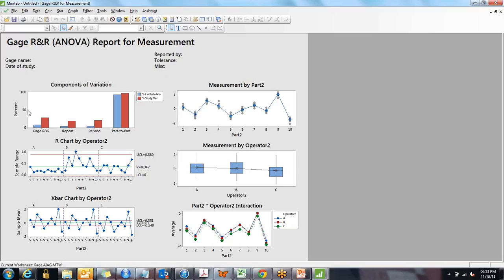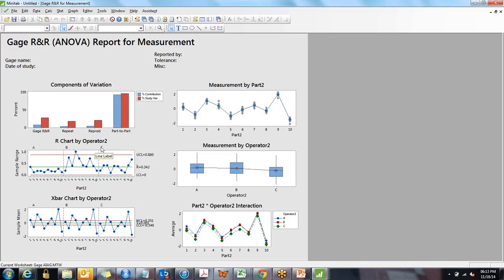Look at this. Here we have 50%. So this value would be approximately less than 30%. It's almost midway between 0 and 50%, so this is less than 30%. If it is less than 30, that means gauge R&R is acceptable. Let us look at the second one.